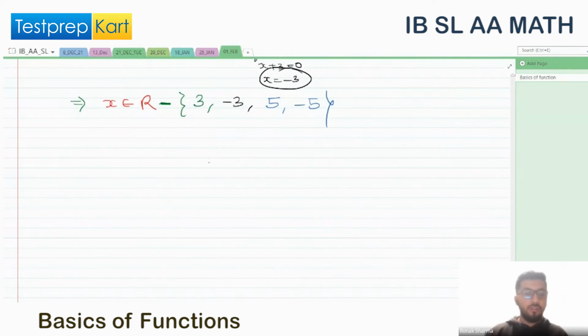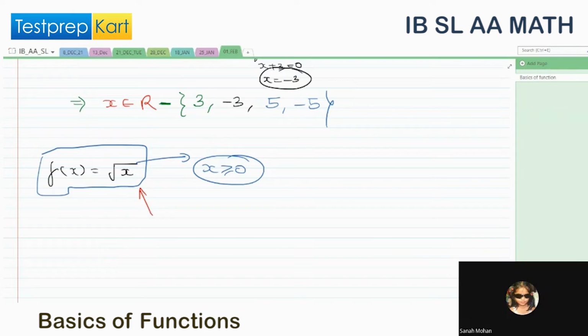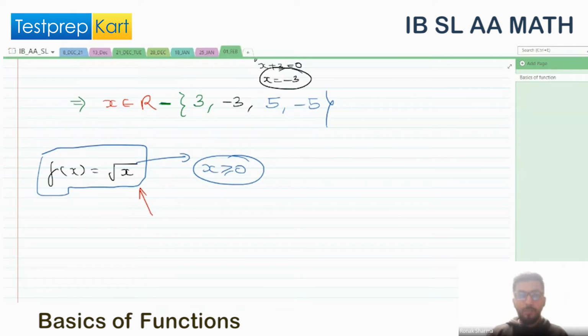Now see, that was about the denominator. But let's see if they give you a function like this, root over x. Now we know from childhood that square roots are defined for positive values, right? So here this will be defined for x greater than 0. If we put a negative value here, it will make an imaginary output. Getting my point? So inside the square root, you either put 0 or the positive value. So x has to take values greater than or equal to 0.